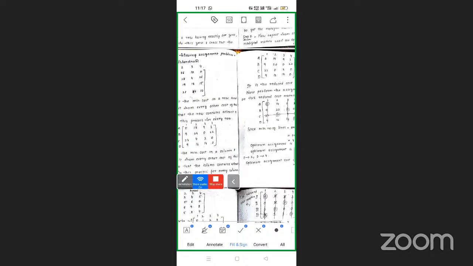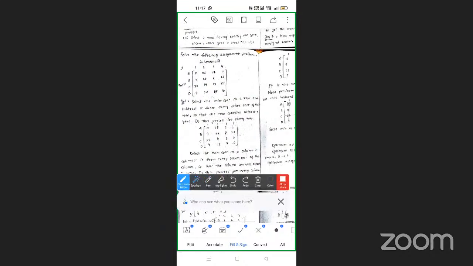Column reduction: similarly, we choose the column-wise least element. In the first column, 0 is the least element, so that column stays the same. 0 minus 0 is 0, 9 minus 0 is 9, 23 minus 0 is 23, 9 minus 0 is 9.